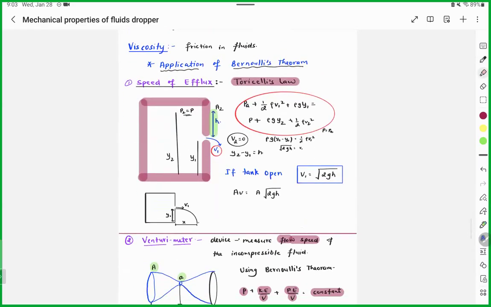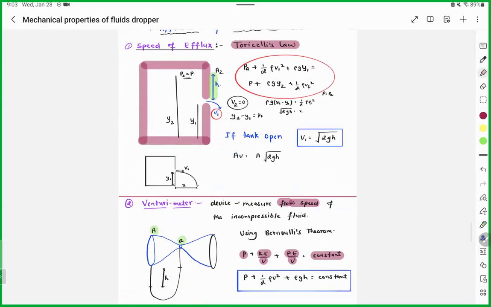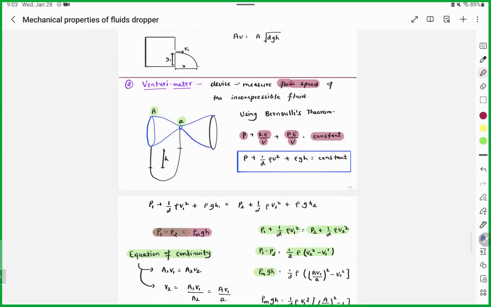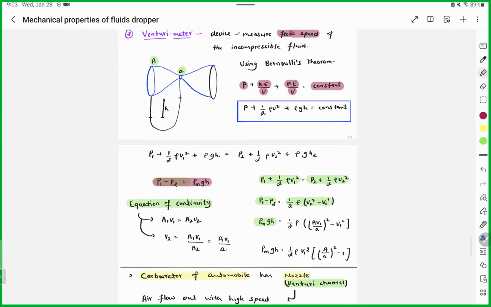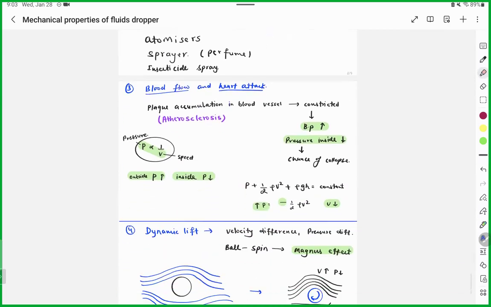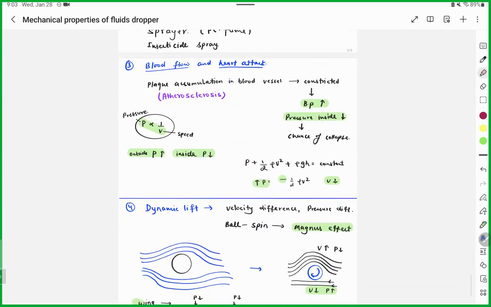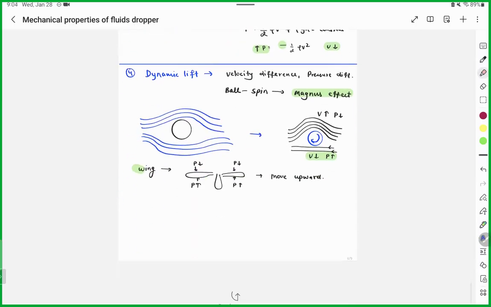Then speed of efflux, where we apply the same Bernoulli's theorem, and it is known as Torricelli's law, and we calculate the speed with which fluid is coming out of the container. Venturimeter, where we find the speed of the air flowing out, for example in the case of a carburetor. And next, blood flow: if there is a plaque, a blocking of the blood vessel, then outside pressure will be more, inside pressure will be less, and there is a chance of collapse.